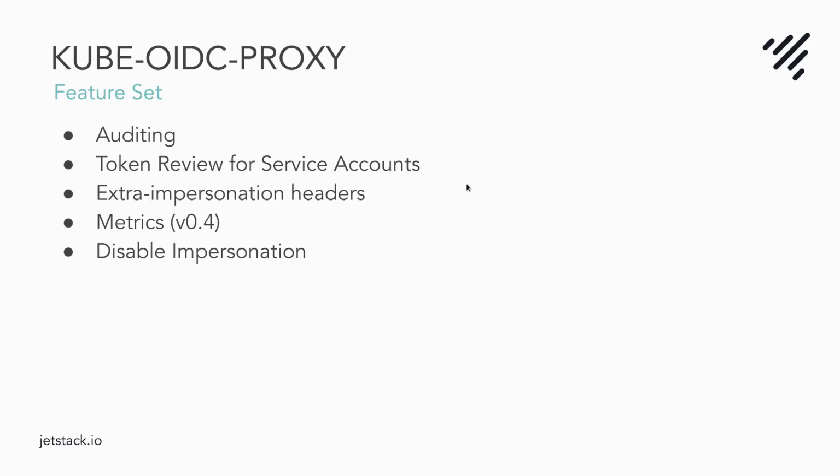The feature set added onto this: it implements auditing, of course, which is very important, especially if your OIDC is failing at the KUBE-OIDC-PROXY, because that won't get exposed on the API server side. So we'll leave the auditing there. It also allows for using service accounts against the KUBE-OIDC-PROXY, so Kubernetes service accounts will also work, with extra impersonation metrics to be released in the next update, as well as disabling impersonation.